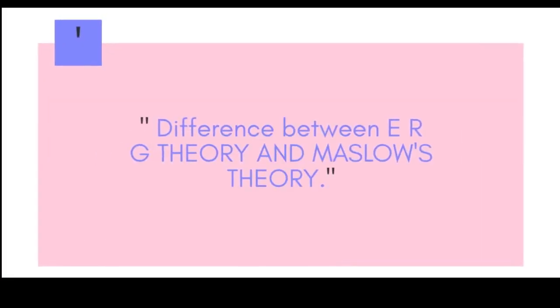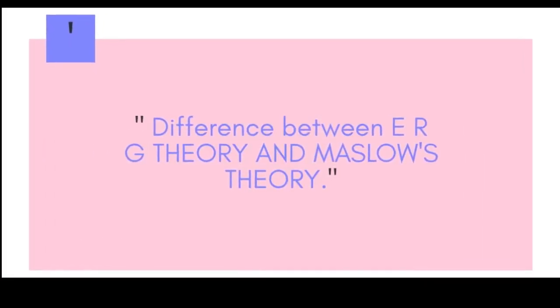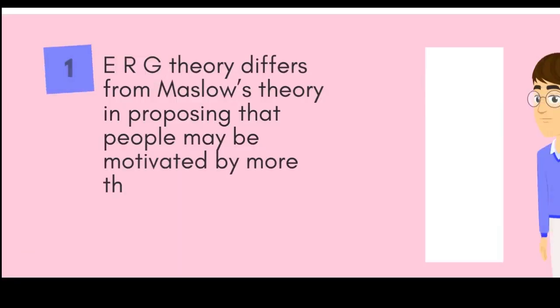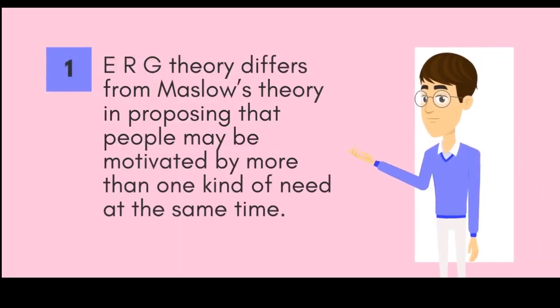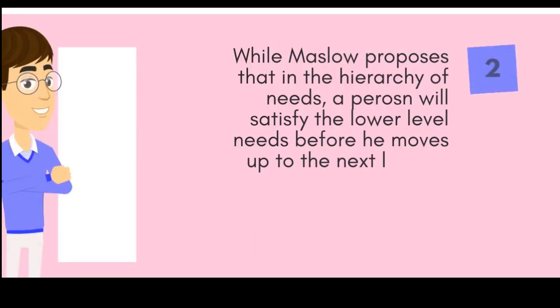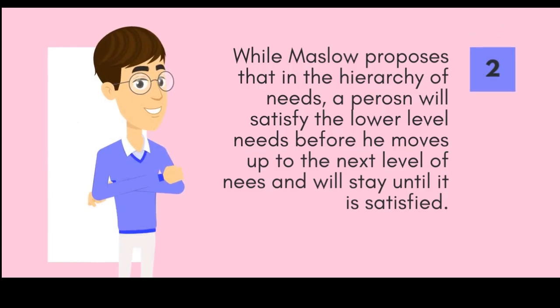Difference between ERG theory and Maslow's theory. ERG theory differs from Maslow's theory in proposing that people may be motivated by more than one kind of need at the same time. While Maslow proposes that in the hierarchy of needs, a person will satisfy the lower level needs before he moves up to the next level of needs and will stay until it is satisfied.